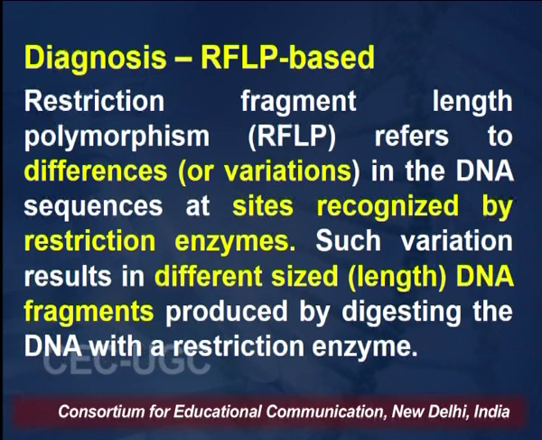If we just brush up a little, RFLP is restriction fragment length polymorphism, which refers to the differences or variations in the DNA sequence at sites recognized by the restriction enzymes. We all know that in the DNA there are sites for different restriction enzymes. Restriction enzymes are endonucleases that cut the DNA at specific sites. These restriction sites are widespread all over the DNA, intrinsic in the sequences, and there are differences or variations that occur.